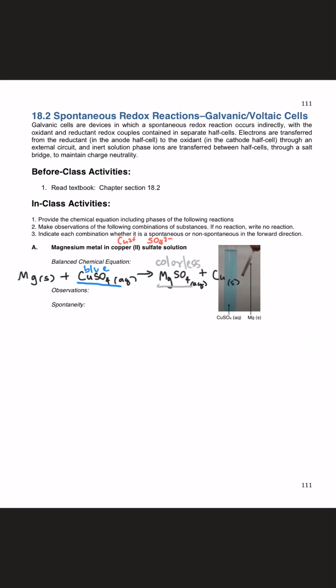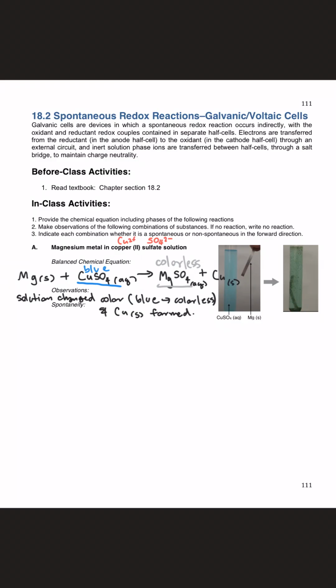So let's take a look at what happens after we react magnesium with copper sulfate. When you dip the magnesium strip into copper sulfate, you will see that the reaction is happening, because there is a formation of copper solid at the bottom of the test tube, and you will also see that the blue solution becomes a more fading color. If you leave this long enough, this solution will become colorless. So the observation here is that the color of copper sulfate changes from blue to less blue, and you also see copper solid being formed.